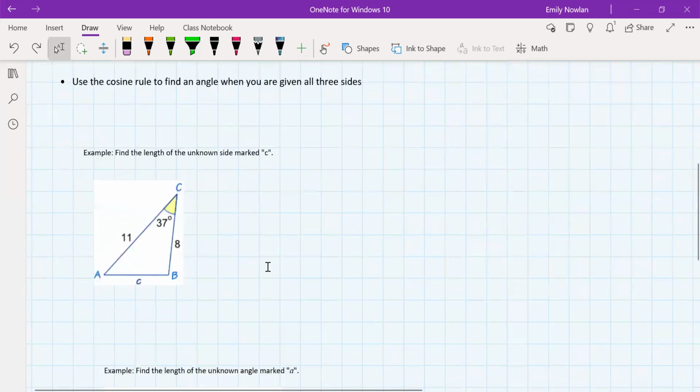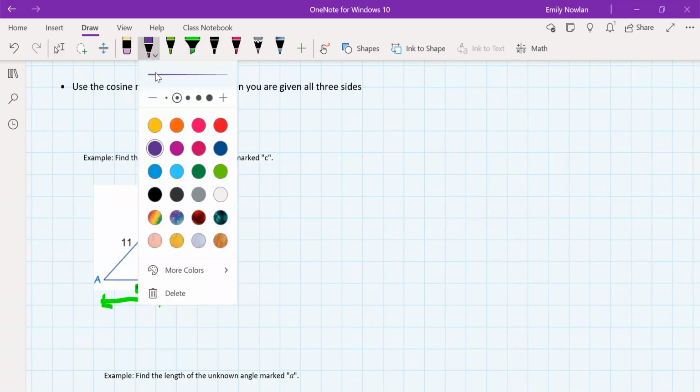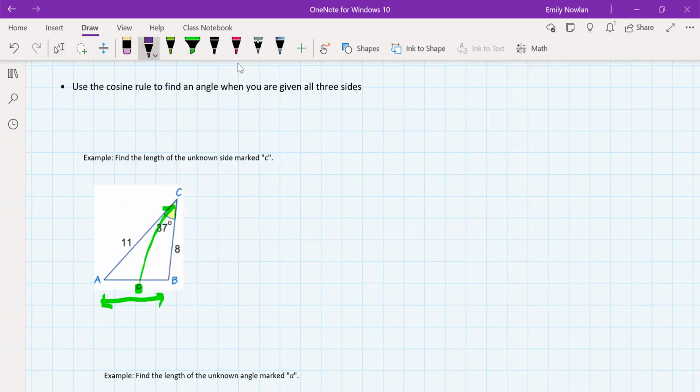Find the length of the unknown side marked C. So here's the unknown side marked C. That's the side that we need to know. Its angle opposite is this one here. When we go to use the formula, this is a good one to see. So here's the formula: A squared equals B squared plus C squared minus 2BC times the cos of A.